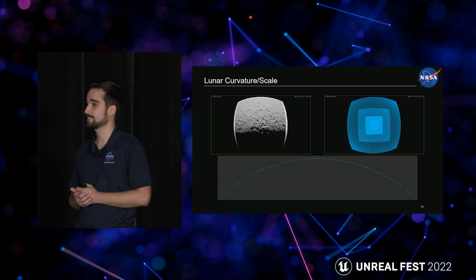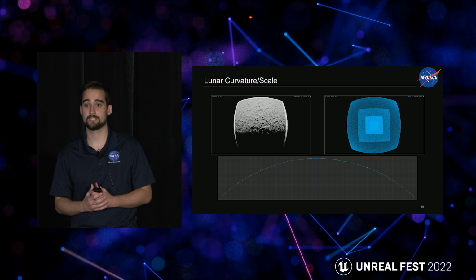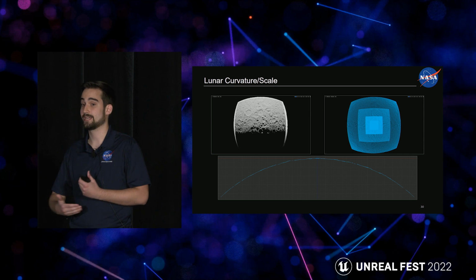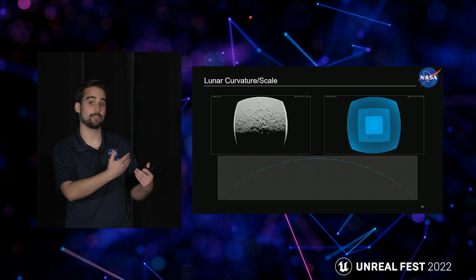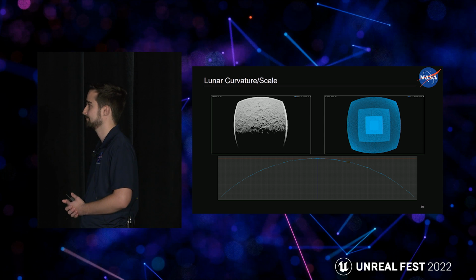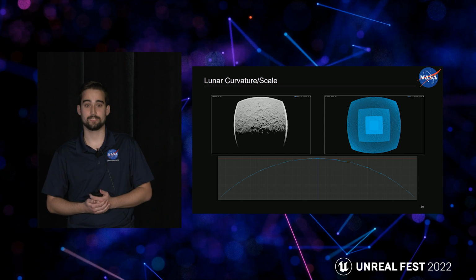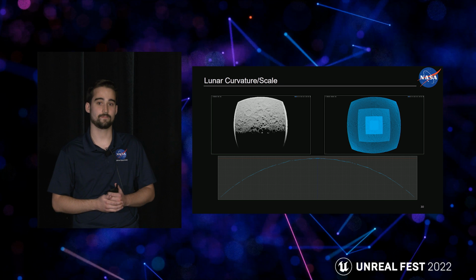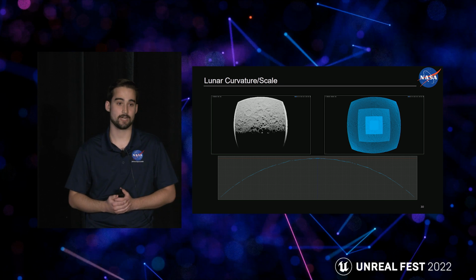So I just wanted to emphasize, if you are developing a large scale simulation, look at incorporating curvature if you want to ensure that your shadow and terrain rendering are as accurate as possible. Okay, now I'm going to hand it off to Lee to talk a little more about some of the additional features that we add into our environment.